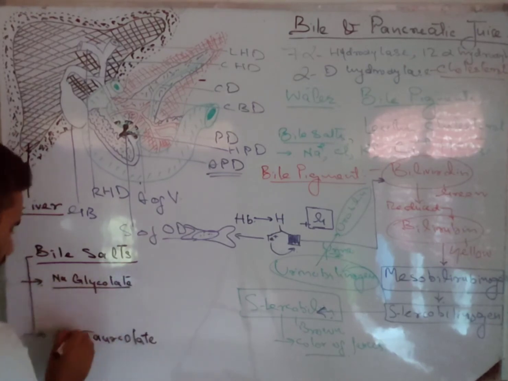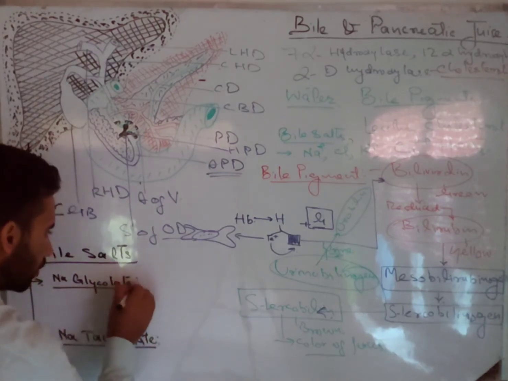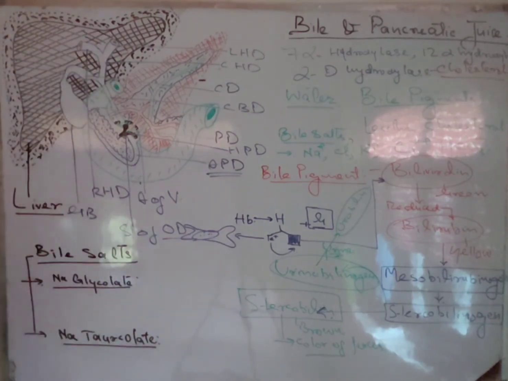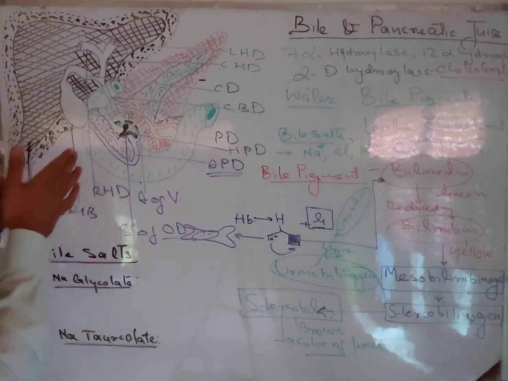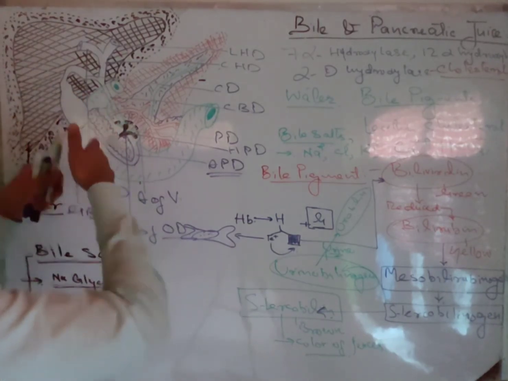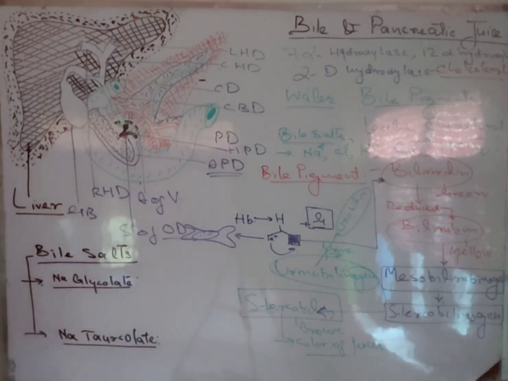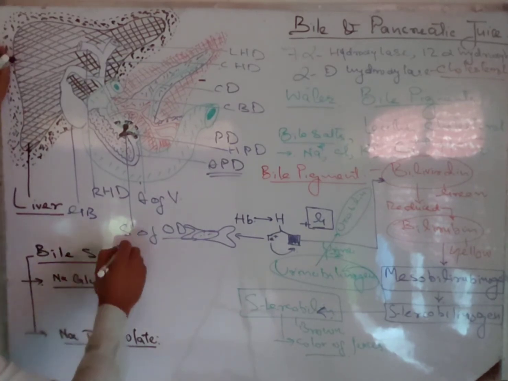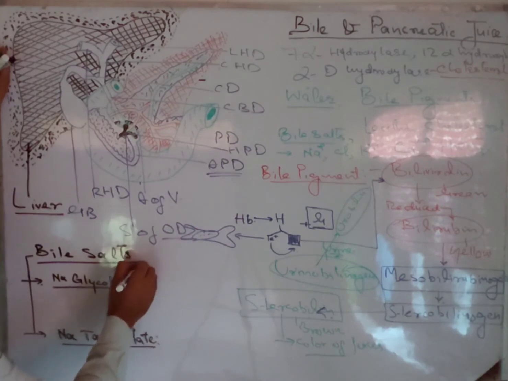When we discuss the metabolic synthesis of the bile as well as its contents, we will come to know that these two important salts are primarily responsible for lowering the acidic condition of the chyme. The sodium glycolate as well as the sodium taurocholate are actually synthesized with the help of two important amino acids.